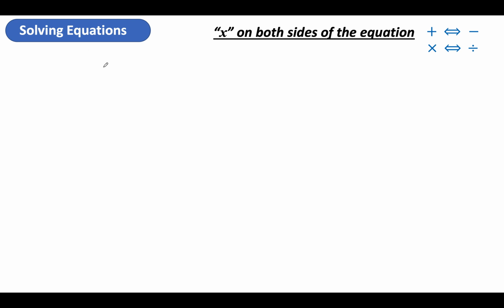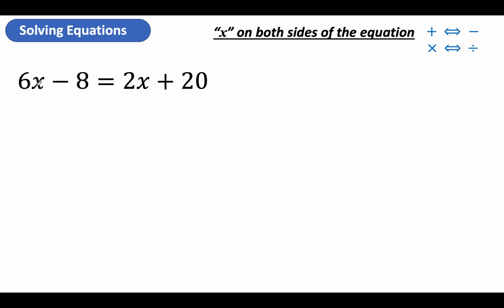Right, so solving equations when we've got what we call x on both sides of the equation. It doesn't have to be x, but if we've got letters on both sides of that equal sign, then we need a slightly different approach. So let's have a little look at what we've got. Here's a question: 6x minus 8 equals 2x plus 20. On this side, 6x minus 8. This side, 2x plus 20.